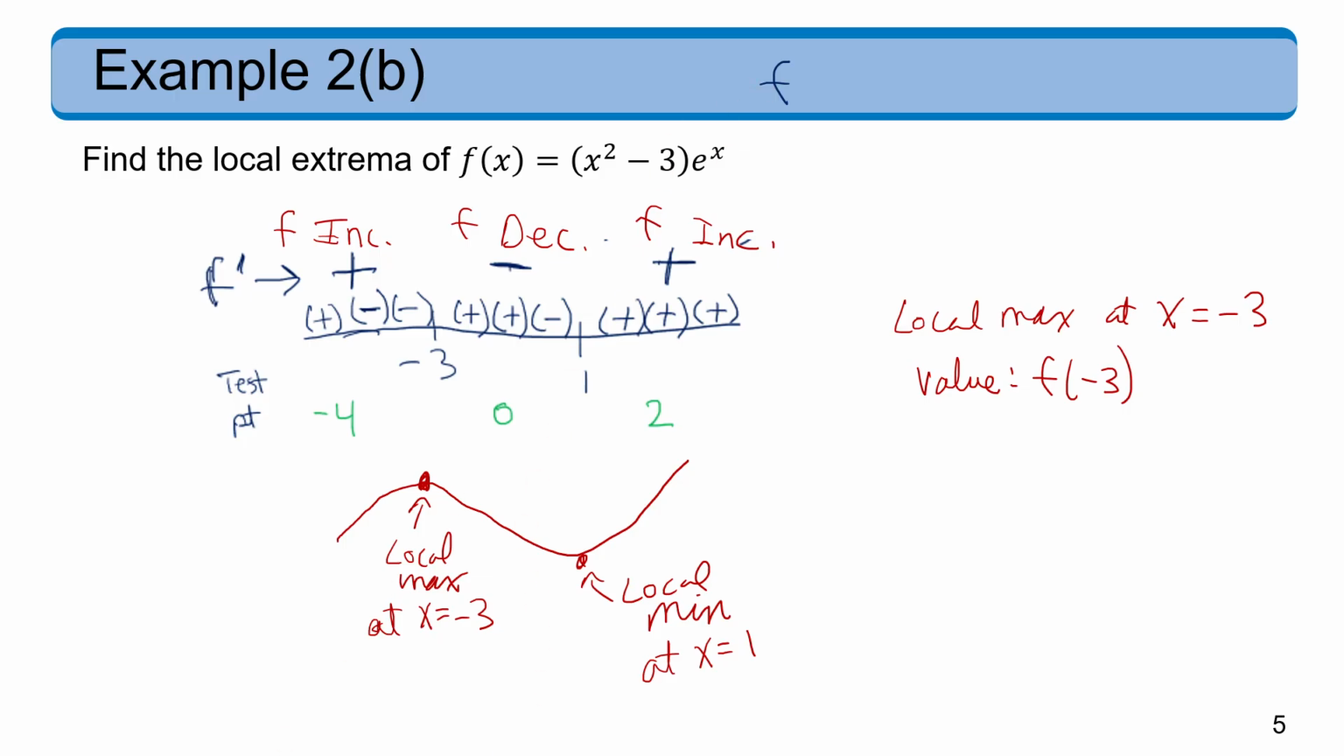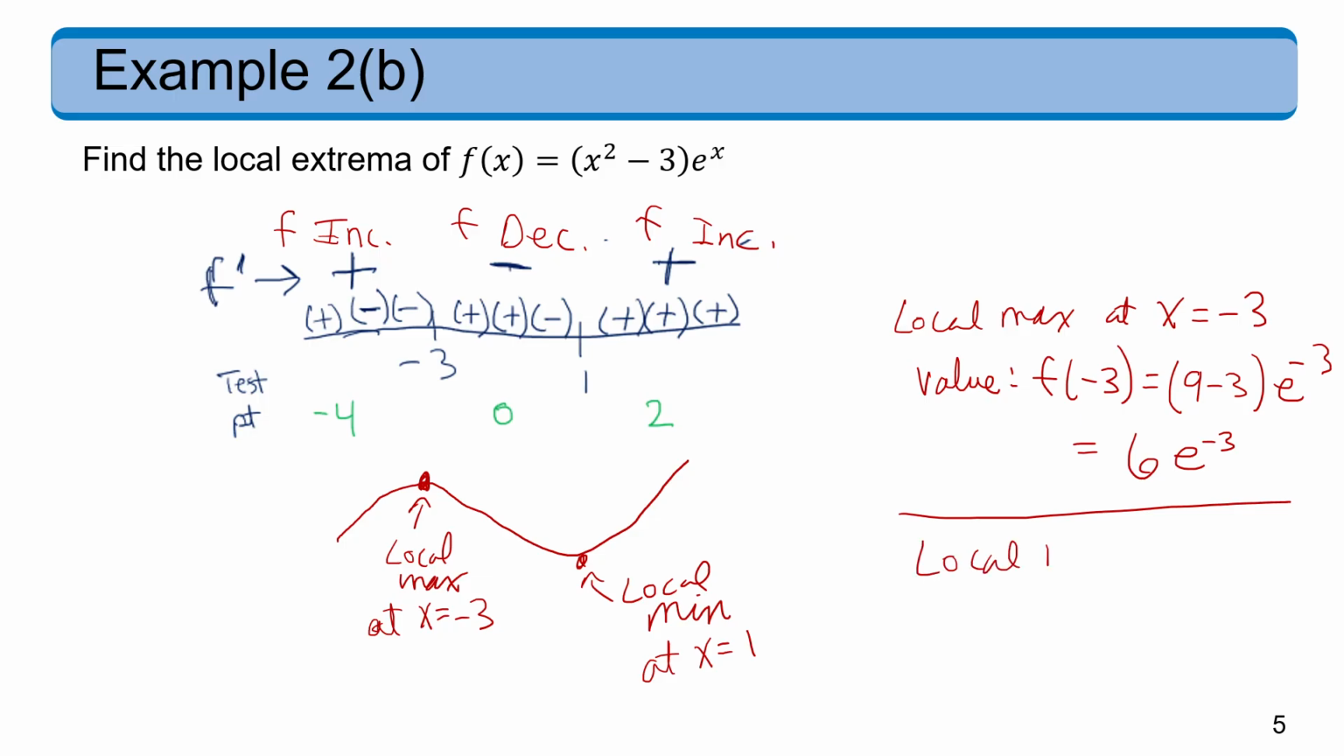So if we plug in -3 for x, we get 9 minus 3 times e to the -3. And that simplifies to 6 times e to the -3. You could put that in your calculator if you wanted a decimal for that. And then you could do the same thing for our local min, which occurred at x value 1.